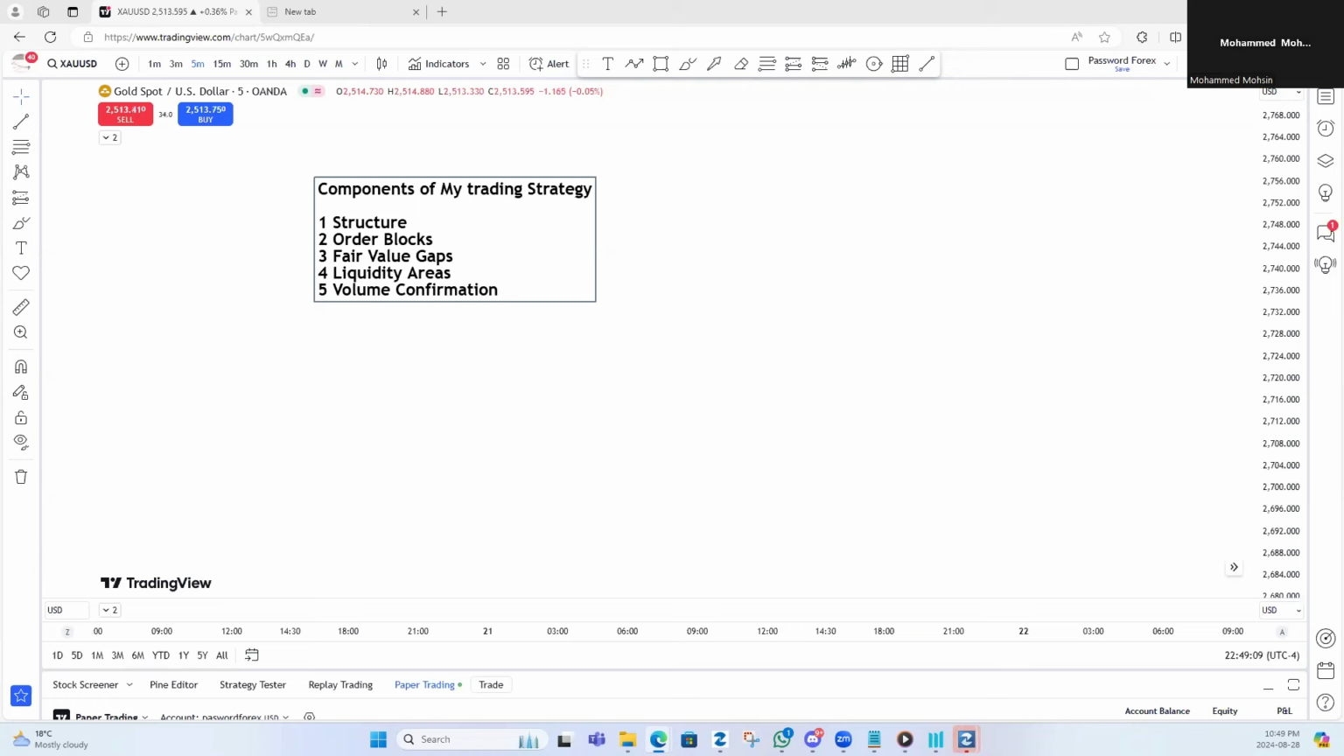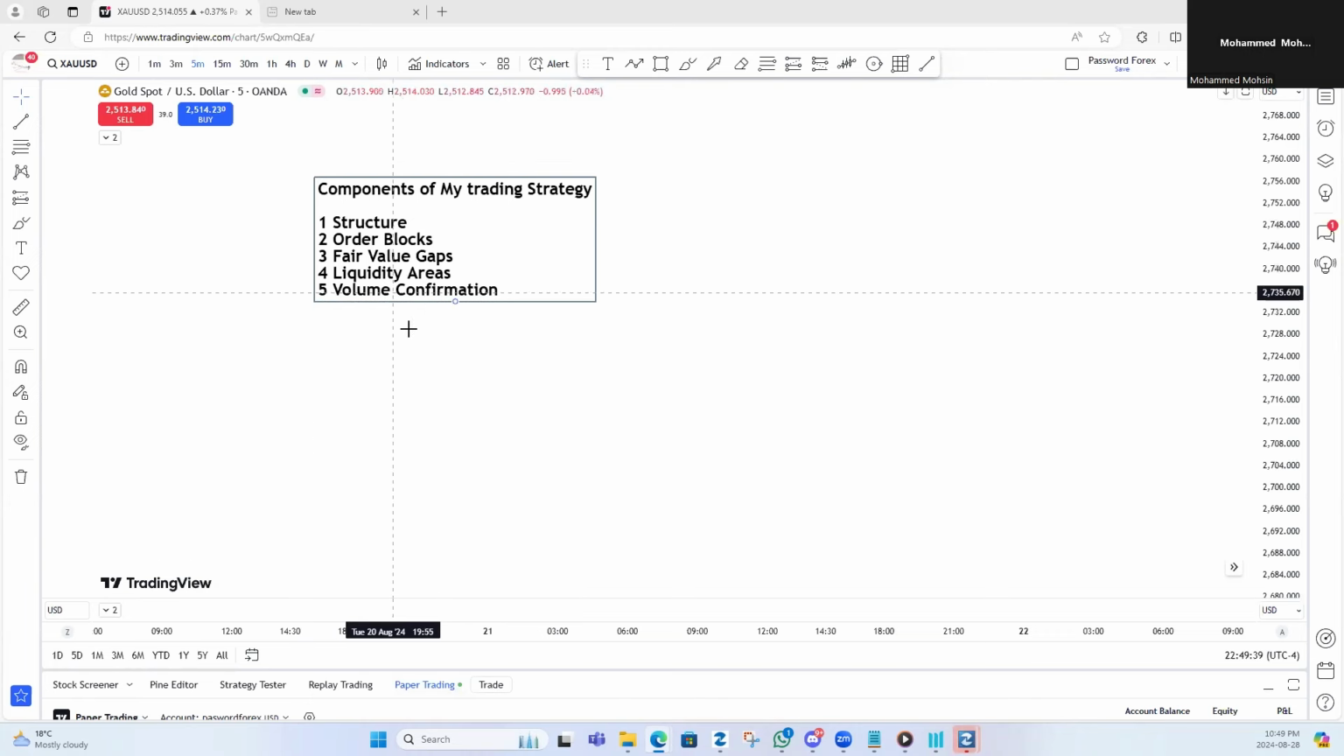So today I'm going to reveal my strategy that I've been using to execute my trades. Basically, these are the components of my trading strategy. As you can see, the structure is number one. I need to know the structure of the market, which is very important for me, just to find out which direction the market is heading, right? So structure is number one.